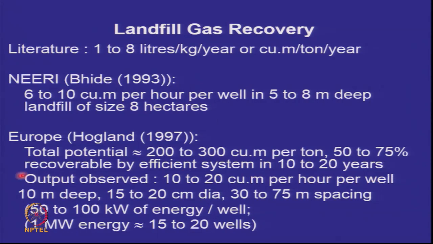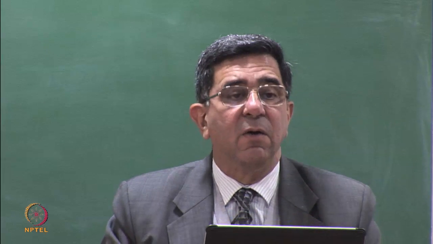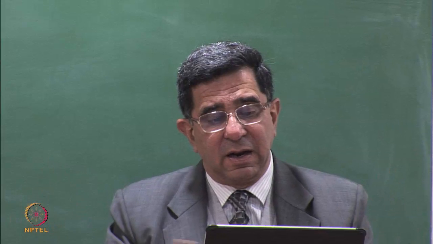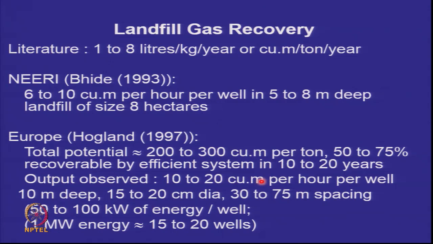Here, the landfill that we are talking of is a well-designed landfill with a liner and a cover, whereas here we are talking of an open waste dump. If you have an open waste dump and you put a well in it, this is the kind of gas production rate that you get. If you have a well-designed landfill with a cover and a liner, you will get a higher output. So this translates to about 50 to 100 kilowatts of energy per well.